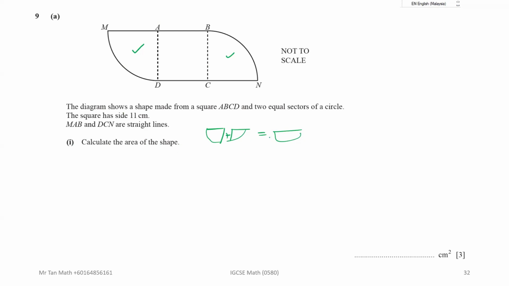These 2 equal sectors give you a semicircle, a half circle. So the area is 11 times 11, plus half of pi times 11 squared, which you get 121 plus 190.07, that equal to 311.07. We put the answer as 311 to 3 significant figures.